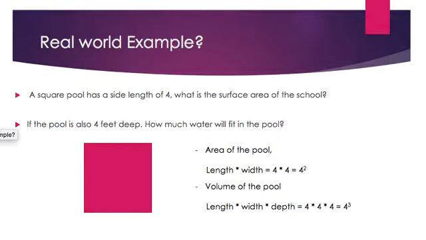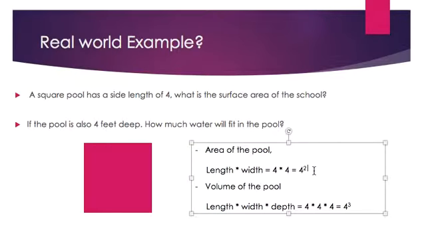In the real world, we're looking at an example today about a pool. If I have a square pool, it has a side length of 4. So what is the surface area of the pool? For the area of the pool, we talked about today that the area of a square is length times width. So 4 times 4 would be 4 squared. We can also solve that expression and make it 4 squared is 4 times 4, which is 16.